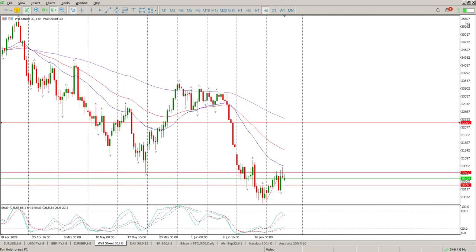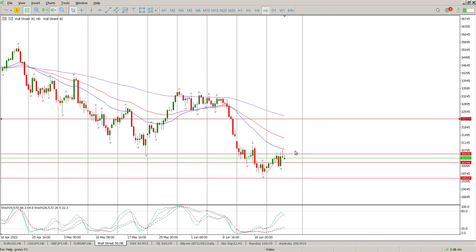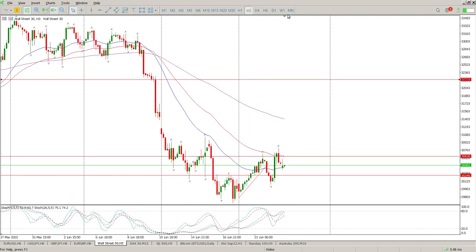So on the 8 hour, a little bit of a different story brewing. Looks like a bit of a rejection here. Don't like this big down and big up of yesterday. It just adds to confusion. It is an indication of confusion.